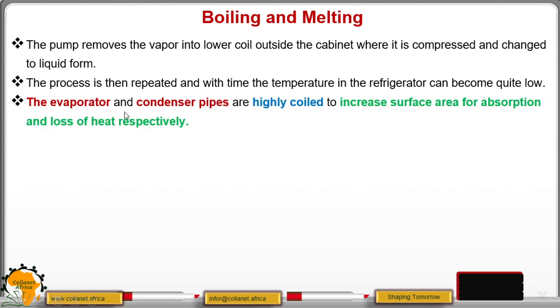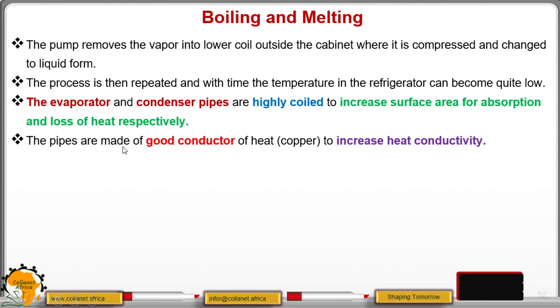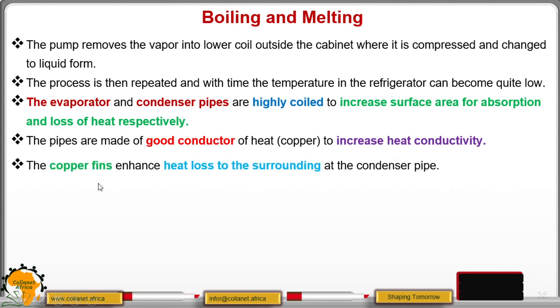Then the evaporator and the condenser pipe, as we have seen in our diagram, are highly coiled, and this increases the surface area for the absorption and loss of heat respectively. Then the pipes are made of a good conductor. We are talking of copper pipes, and these will increase heat conductivity. Then the copper fins enhance heat loss to the surrounding at the condenser pipe. Remember, the condenser is giving out heat, and the copper fins are taking the heat and losing that heat energy to the surrounding.